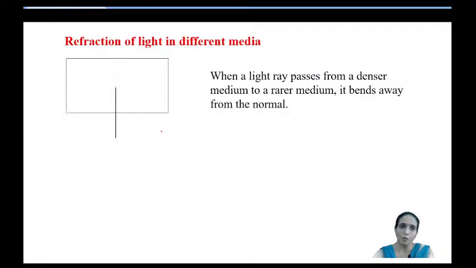Got it? Now, when a ray of light passes from a denser medium to a rarer medium, see over here. In this diagram, the glass slab represents the denser medium and air represents the rarer medium. So, when light rays pass from the denser medium to the rarer medium, it bends away from the normal.